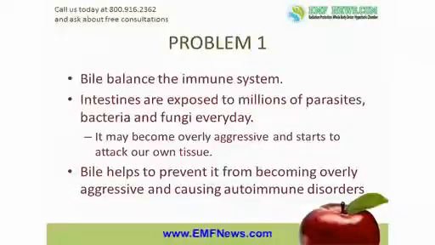Because the intestinal immune system is continually at war with these microbes, it is much easier for it to become overly aggressive and start to attack our own tissue. What bile does is to regulate the intestinal immune system, helping to prevent it from becoming overly aggressive and causing autoimmune disorders. If you're suffering from a gut-related autoimmune disorder, it may be because of a blockage of bile flow.